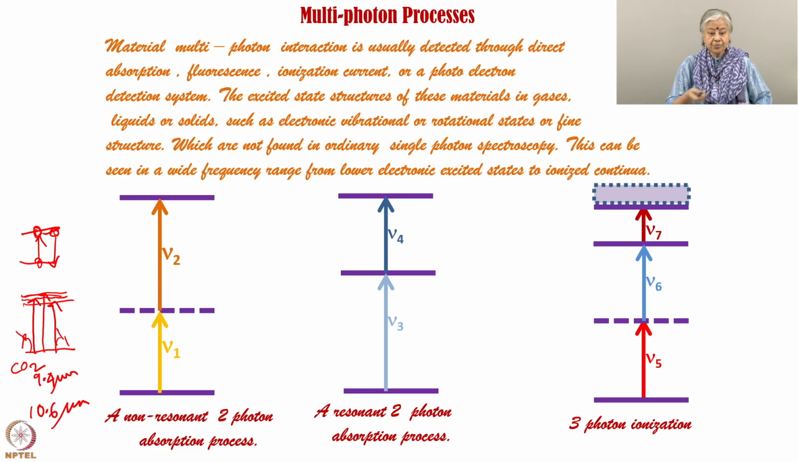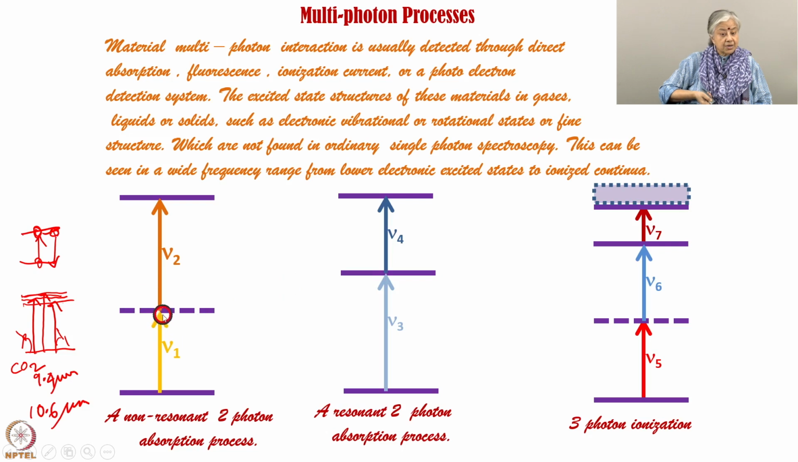So, in multiphoton processes, what you can have is a non-resonant 2-photon absorption. Okay, so this is the ground level, from the ground level you have one photon which is going up here, and this looks like a virtual state, not a real eigenstate. Sometimes you do get materials which are like that, not real states. Okay, that is why it is shown in dashed line.